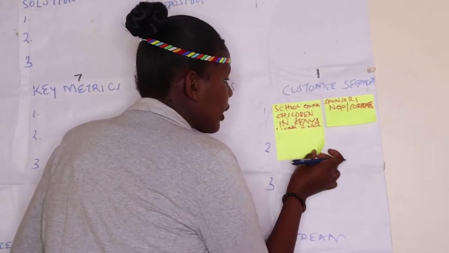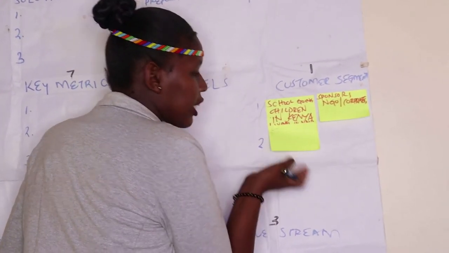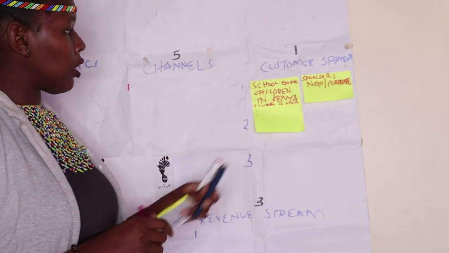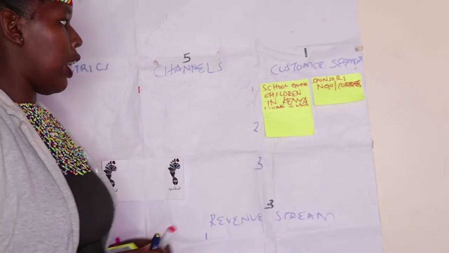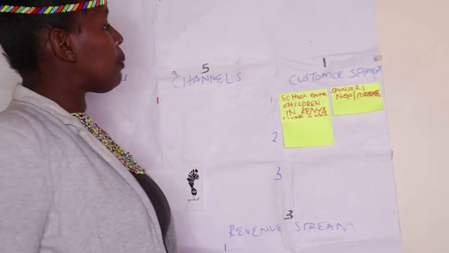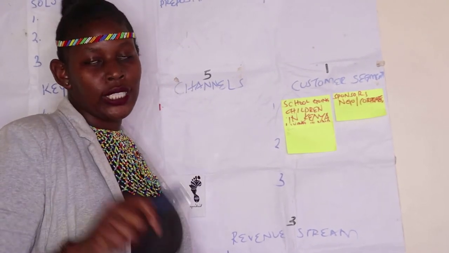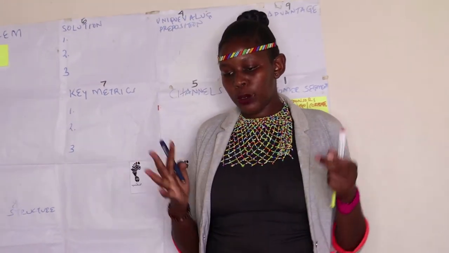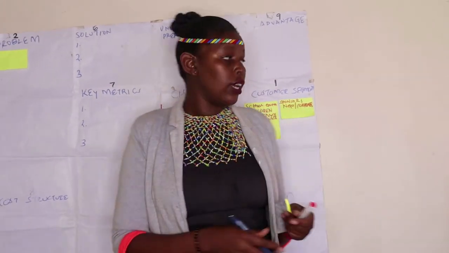You can put as many sticky notes chini yake. Ndiyo kuwa ni kama kitabu for reference sake. Any information different about school-going children, write it down, so that by the time you finish this, you exactly know who you're targeting. So in the previous class, we talked about how to get into knowing who you're targeting.